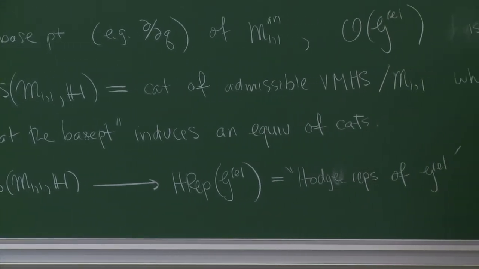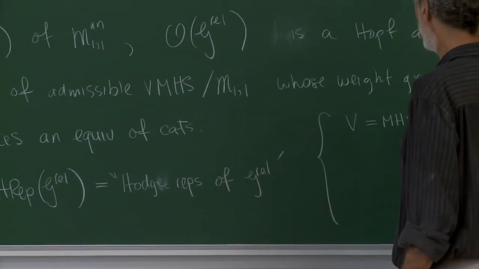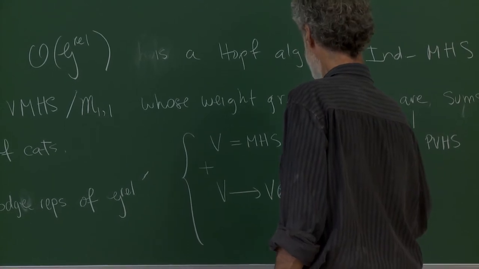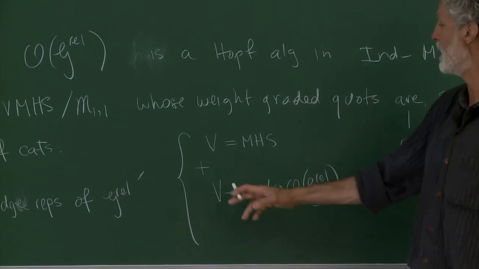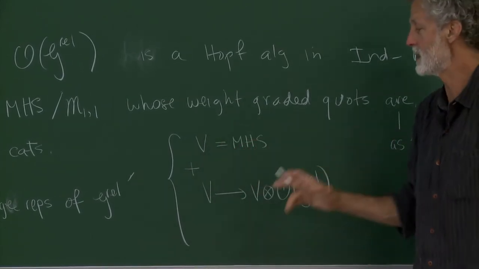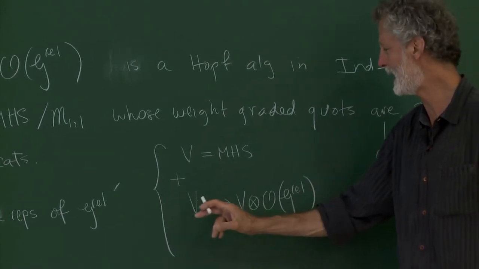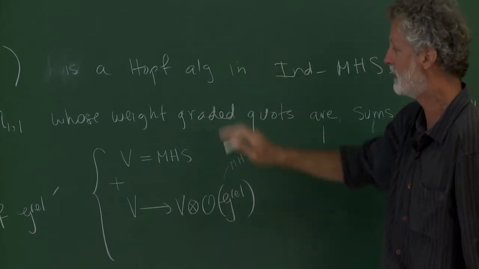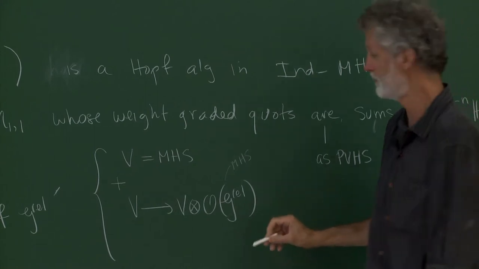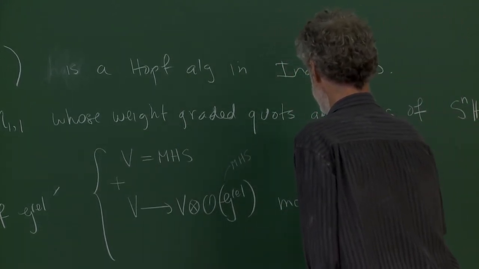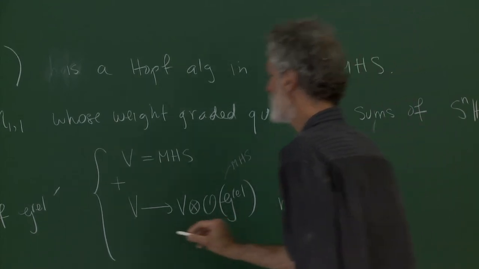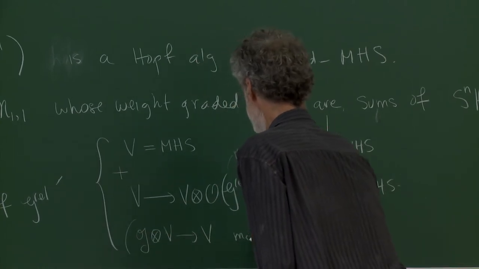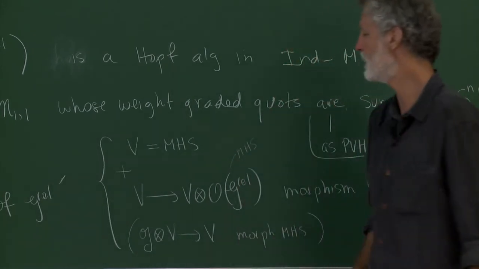A Hodge representation would be V, a mixed Hodge structure, plus an action of the group on V, if we write it down as an algebraic group. So V is a mixed Hodge structure, and V is a representation of this group, so you have this map here. And now, this guy we know has a mixed Hodge structure. That's what part one says. And so we require that this be a morphism. You could also say it, if the group's connected as it is here, by taking the Lie algebra of the group. That's what it means for this to be a Hodge representation.